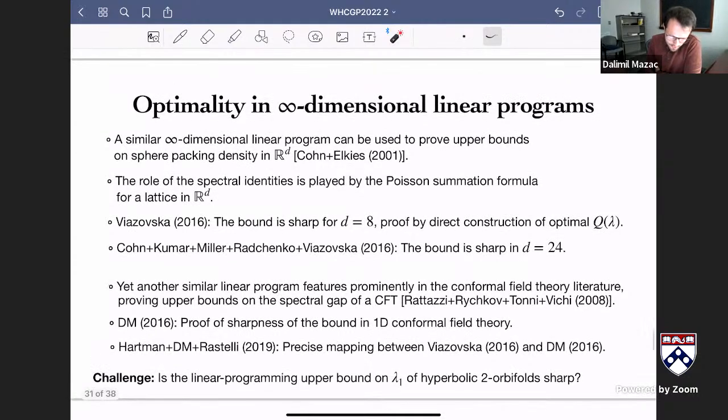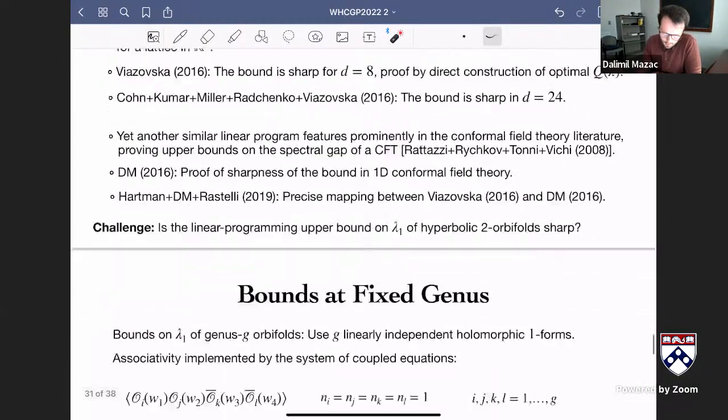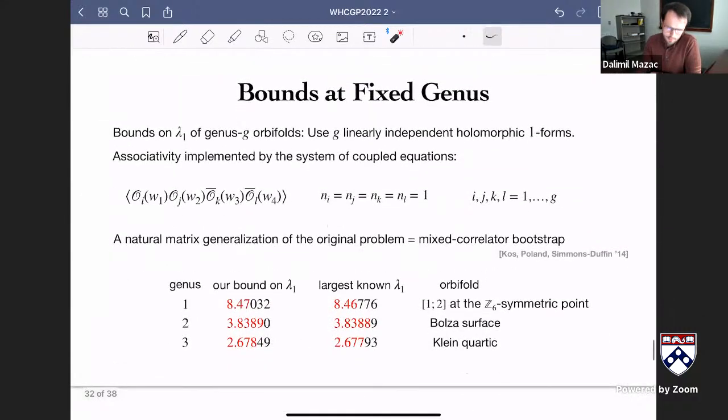Well, the challenge in the context of this talk is to figure out whether the linear programming upper bound is sharp for 2D orbifolds. So, to come up with the analog of the optimizer, of this magic function. Viazovska calls it the magic function, and for CFT it's called the extremal functional. Okay, then I already mentioned some bounds at fixed genus.